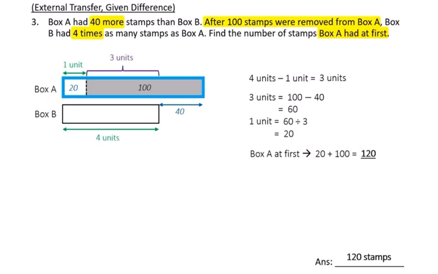Can also. Okay, Cherry, what do you want to ask? You put up your hand. I need to do corrections. Which question? Number 3. May I know which part you got incorrect? The box A at first, that part. Oh, so you didn't add the 100, is it? I didn't write the 100 plus 20. Oh, okay, can. Now do you understand? Yes. Okay, good, so you write it down.